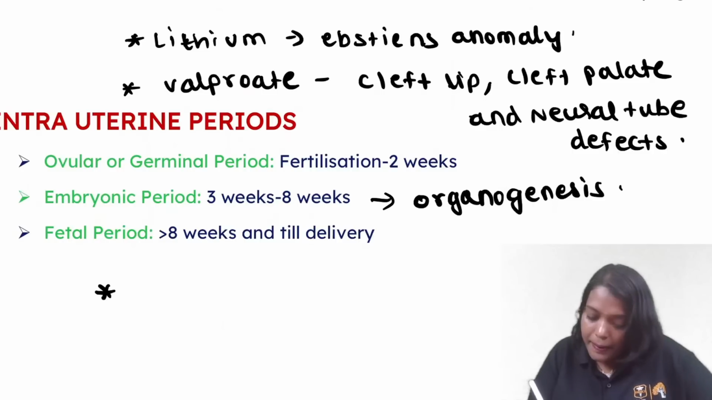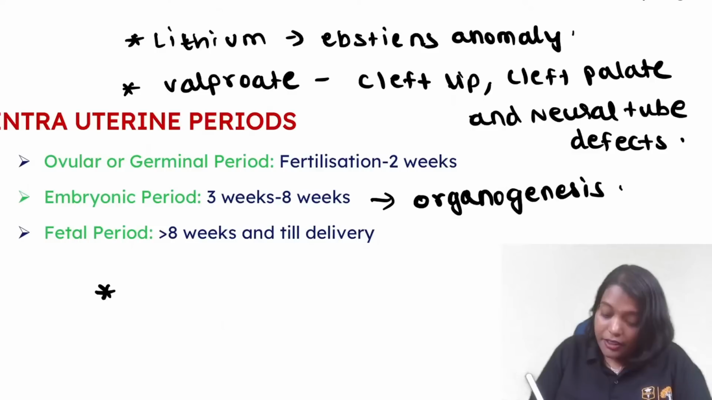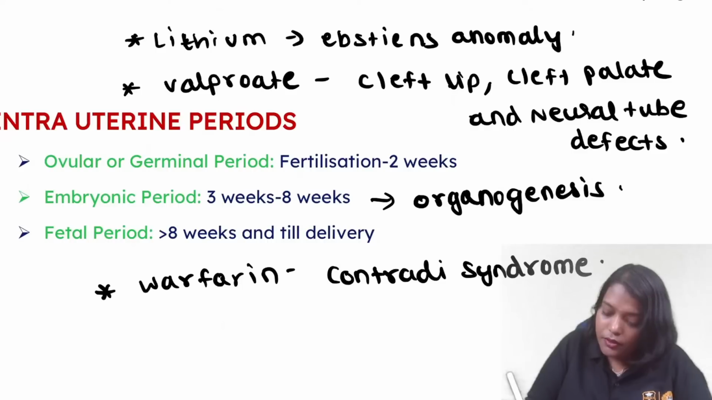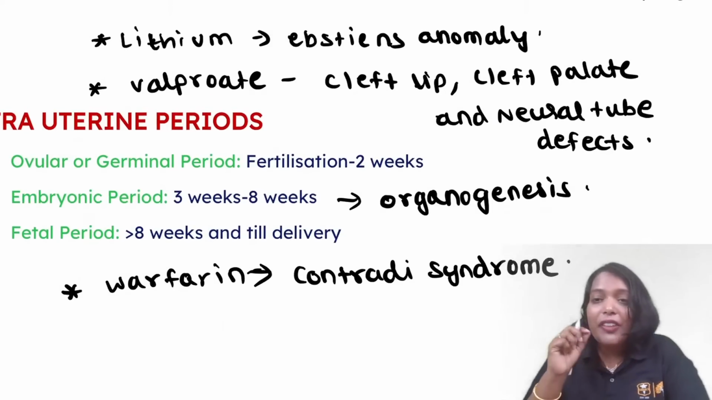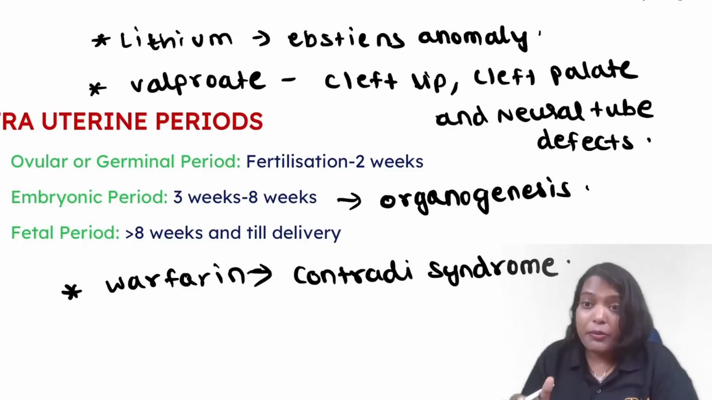Next, the anti-epileptic of choice in pregnancy is levetiracetam and lamotrigine, right? Warfarin causes Conradi syndrome. Again, we'll have midline facial defects and epiphyseal changes also. They'll see stippling in Conradi syndrome, right? So basically, all the teratogens are going to affect in the first trimester.